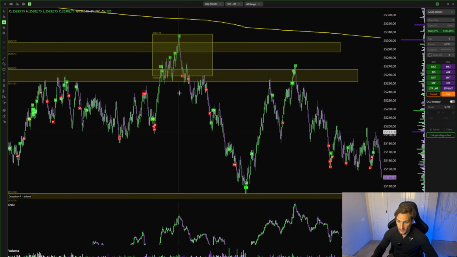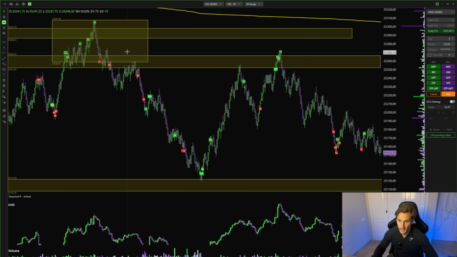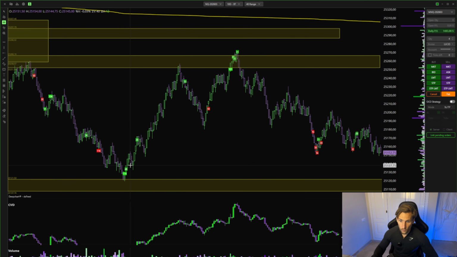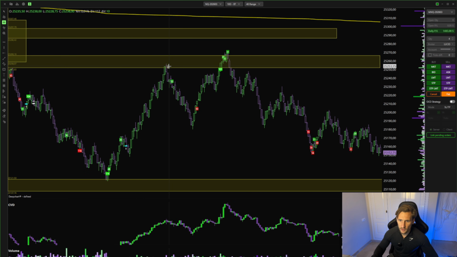So I didn't take this short, unfortunately. But then we were reaching into that level, and then I saw these buyers getting rewarded, and this went super quickly. So I saw all of this happening really quick. I entered, put my target at the value area low, and as you can see, beauty of a trade. This was the main reason that I had a nice P&L today.